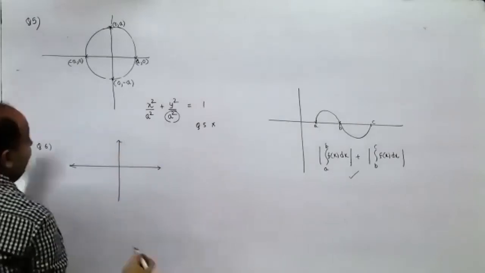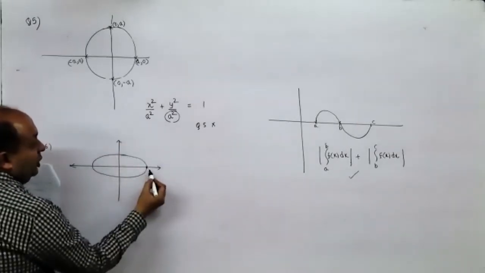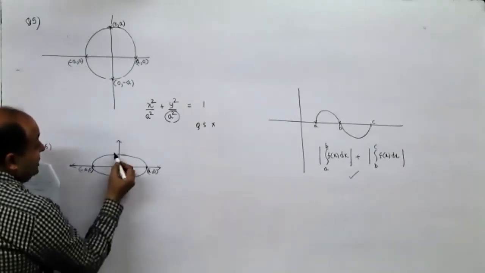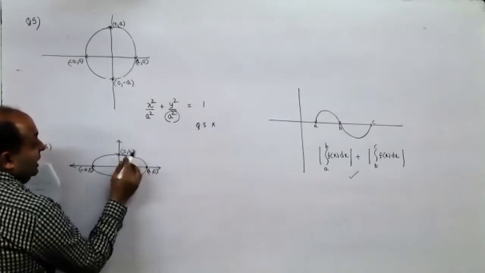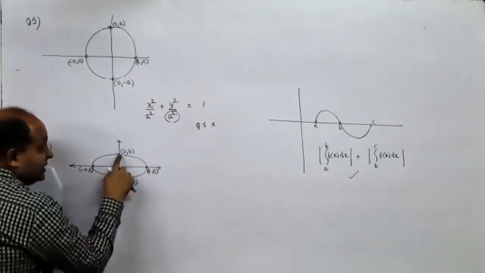Now next one, the equation of the ellipse is what? Ellipse, x shaped. I told you, if this is a comma 0, this is minus a comma 0, this would be 0 comma b and this would be 0 comma minus b. Remember this? These two are different.